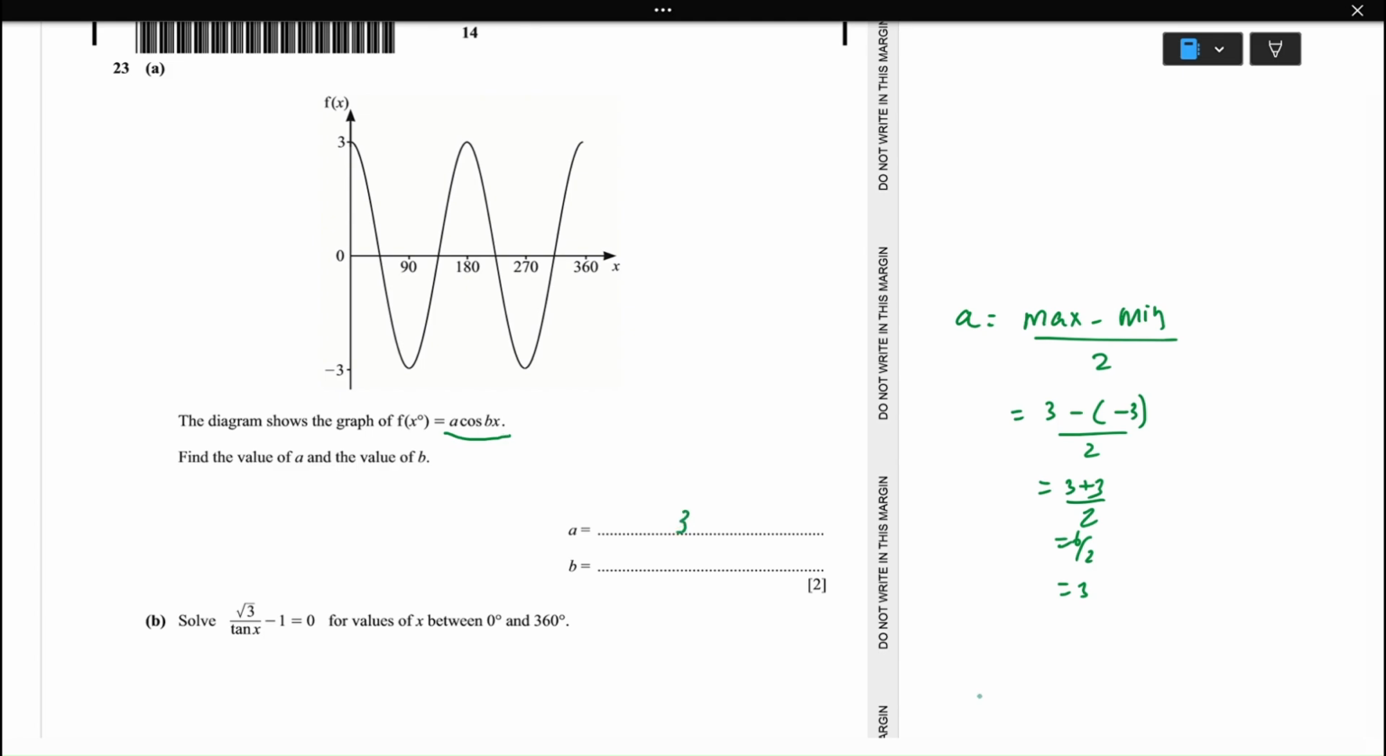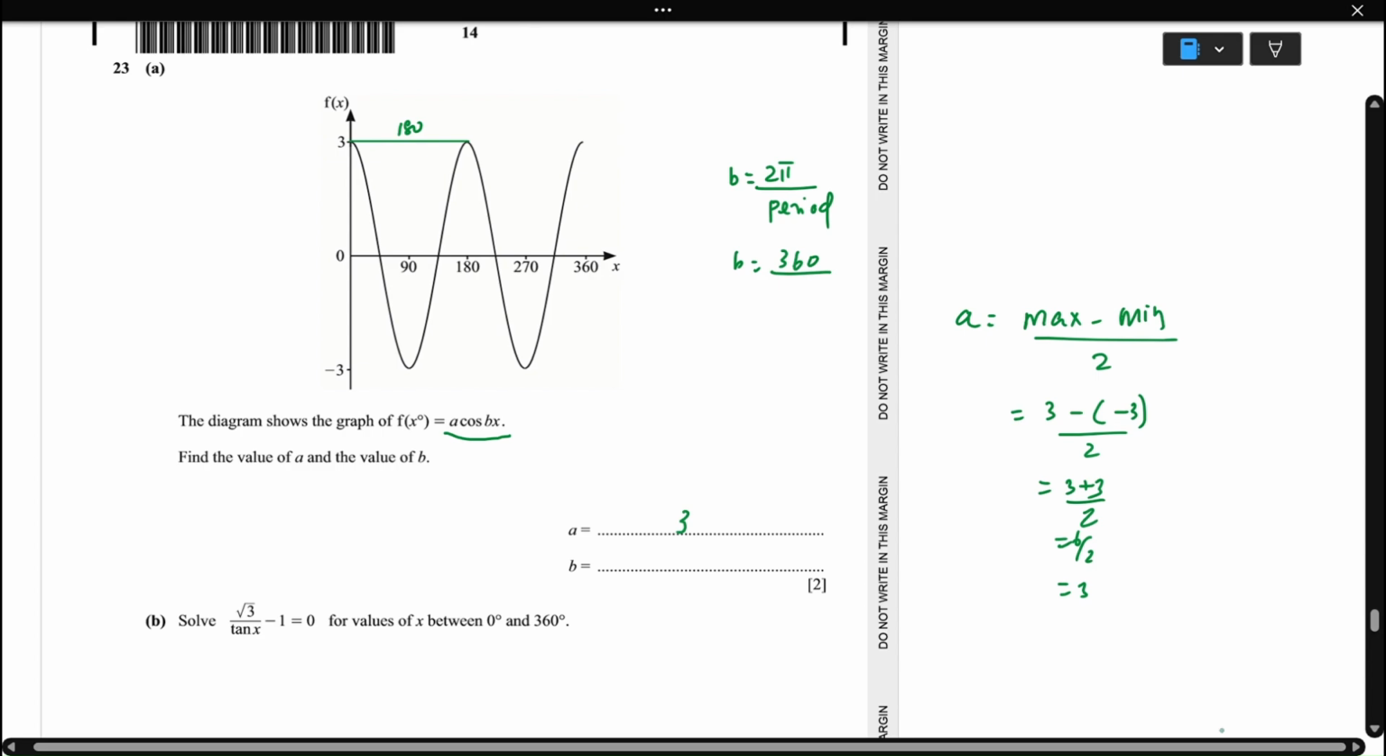B is the formula B equal to 2 pi over the period. B equal to 2 pi, which is 360. So 2 times 180 is 360, over the period. One period: one maximum, two maximum, this is called the period. So this period is going to be 0 to 180. 0 to 180 means this distance is going to be 180. So B equals 360 divided by 180, it's going to be B equal to 2. So the answer is going to be 2 here.